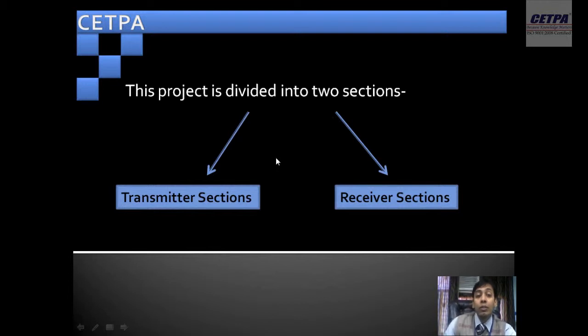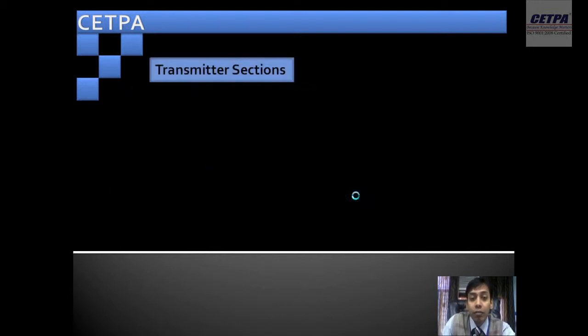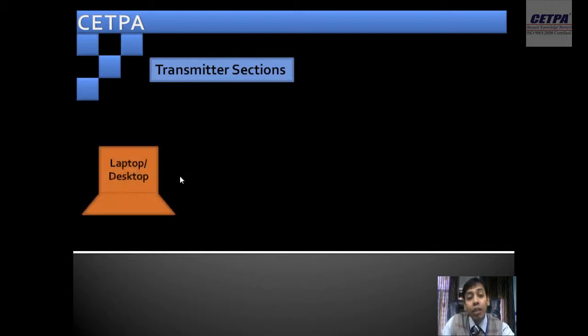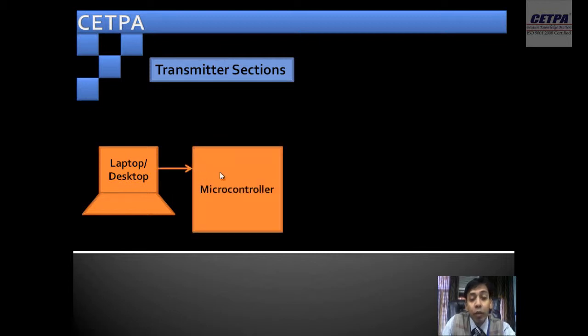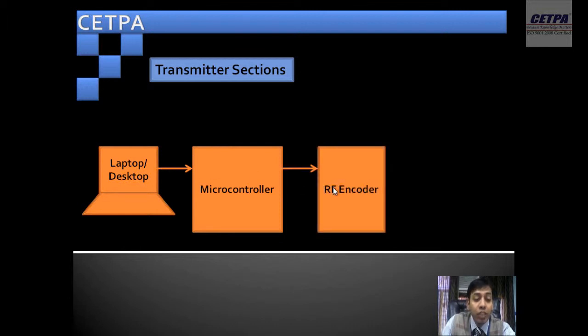My project is divided into two sections: one is the transmitter section and one is the receiver section. In the transmitter section, we have a desktop or laptop, by which we give data to a microcontroller via a serial cable. The microcontroller is responsible for checking the pressed keys on the laptop and then giving output to the RF encoder according to the key pressed on the laptop.